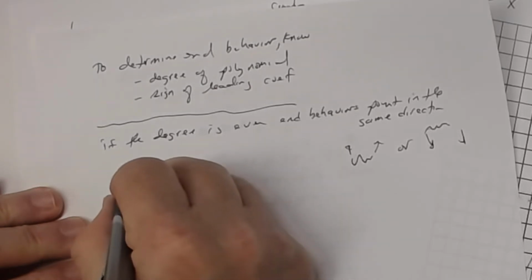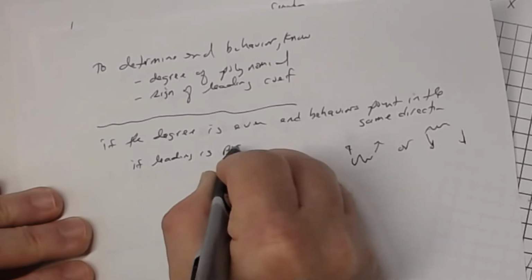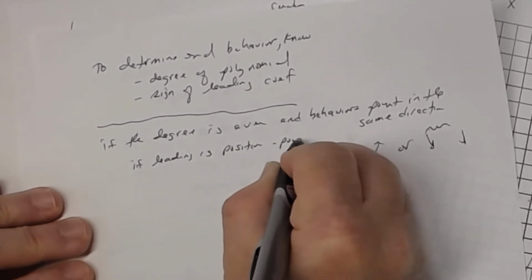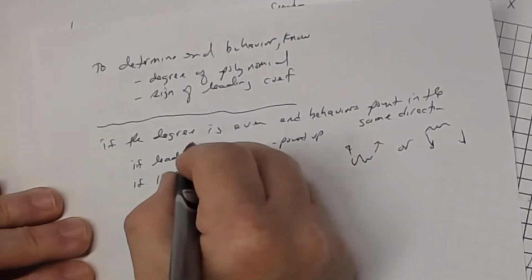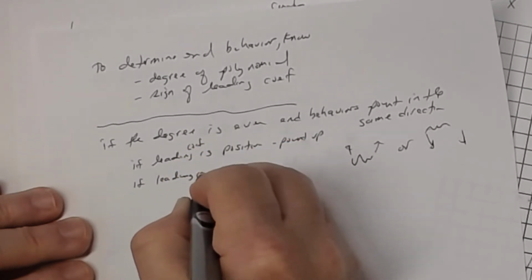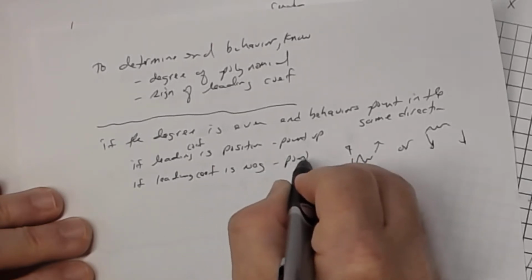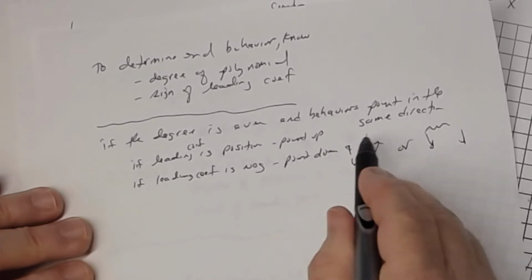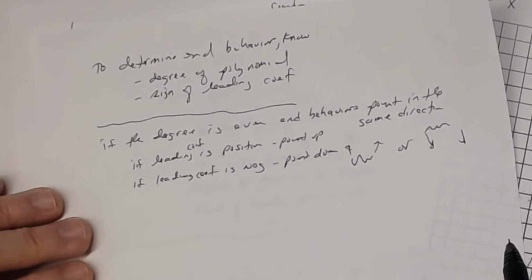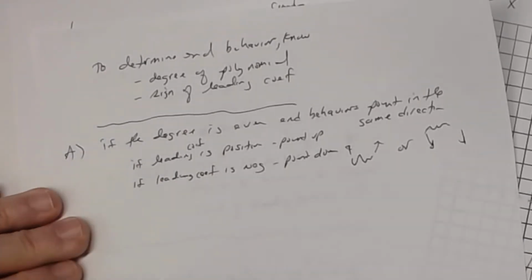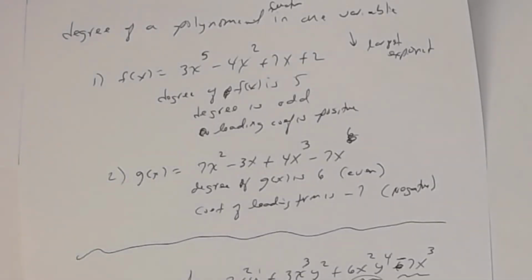If the leading coefficient is positive, they point up. If the leading coefficient is negative, they point down. So this will be leading coefficient positive, leading coefficient negative. Okay, so that's the first one. Degree is even.